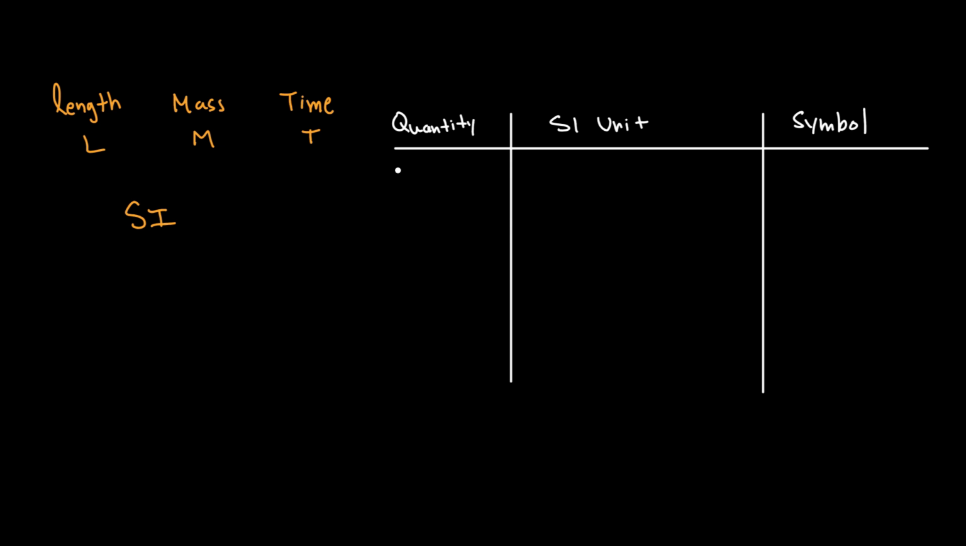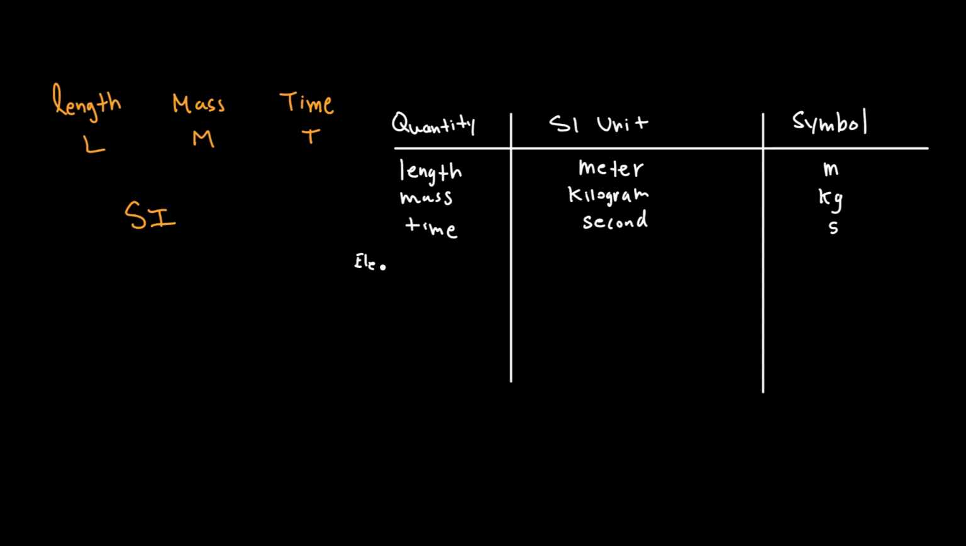Now, let's start with length. The SI unit for length is known as meter all around the world, and the symbol is m. For mass, the SI unit is kilogram, and the symbol is kg. For time, the SI unit is second, and the symbol is s.